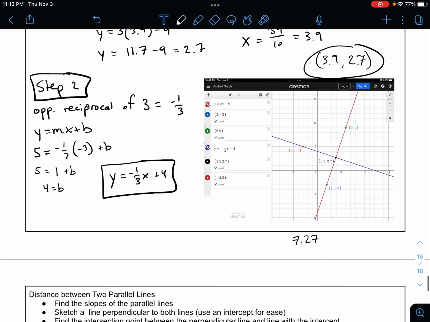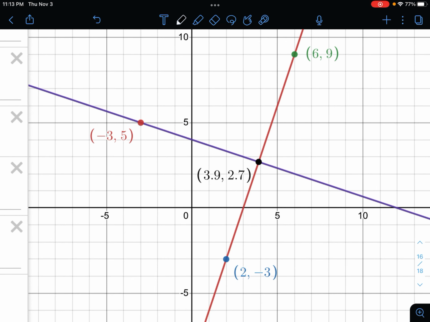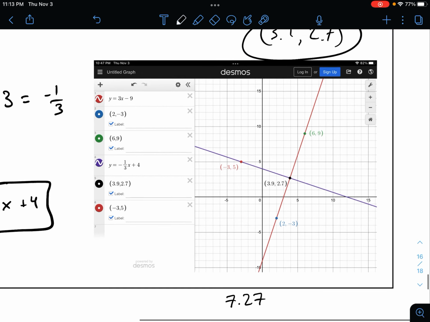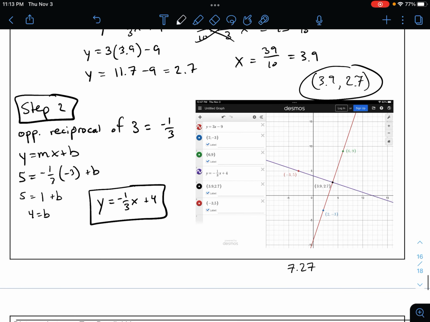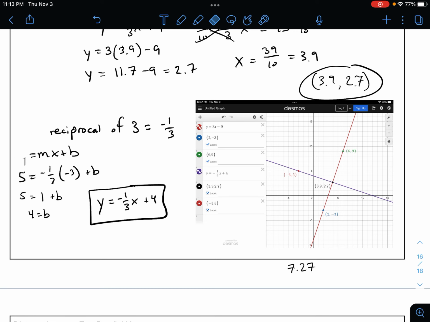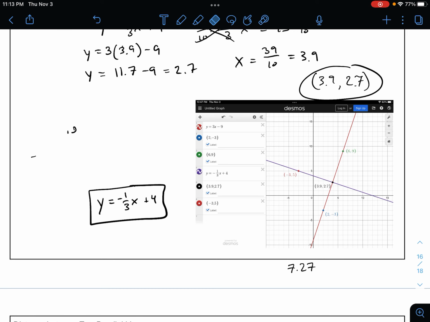And you can see that that is, in fact, what we get when we look at the intersection point right there. Now we just have to find this distance. So that's a distance formula problem now. I could also use the Pythagorean theorem, because remember, the Pythagorean theorem and the distance formula are the same. But let's just use the distance formula.